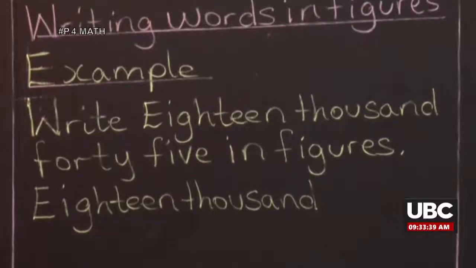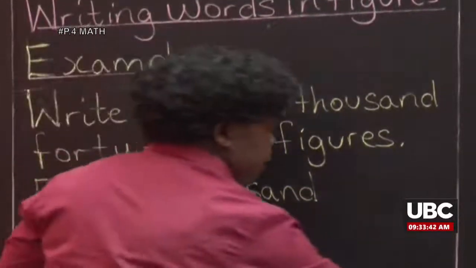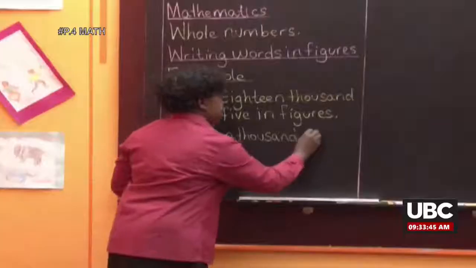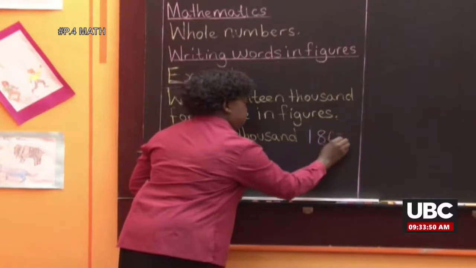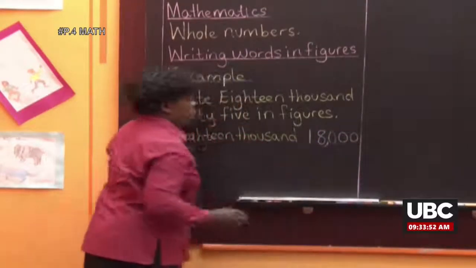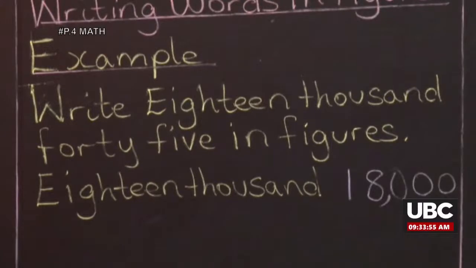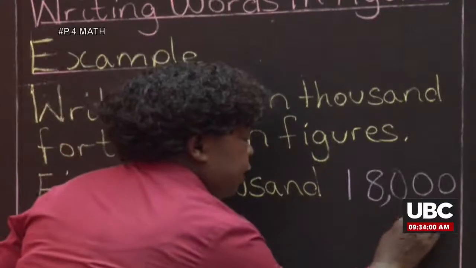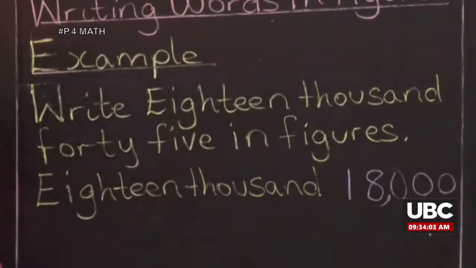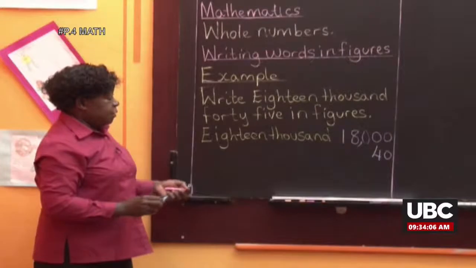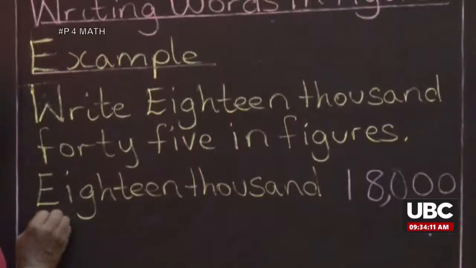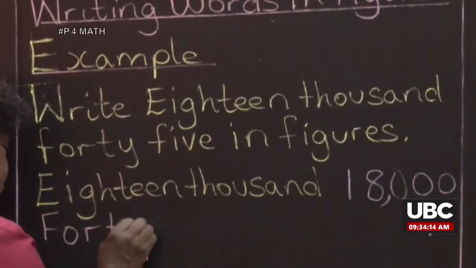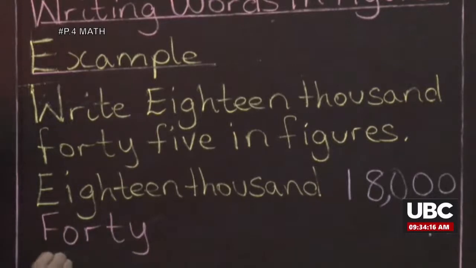How do we write 18,000 in figures? We write 18,000 as that is 18,000. And how do we write 40? 40 is written as that, and then that is 40. Then you want to write 5.